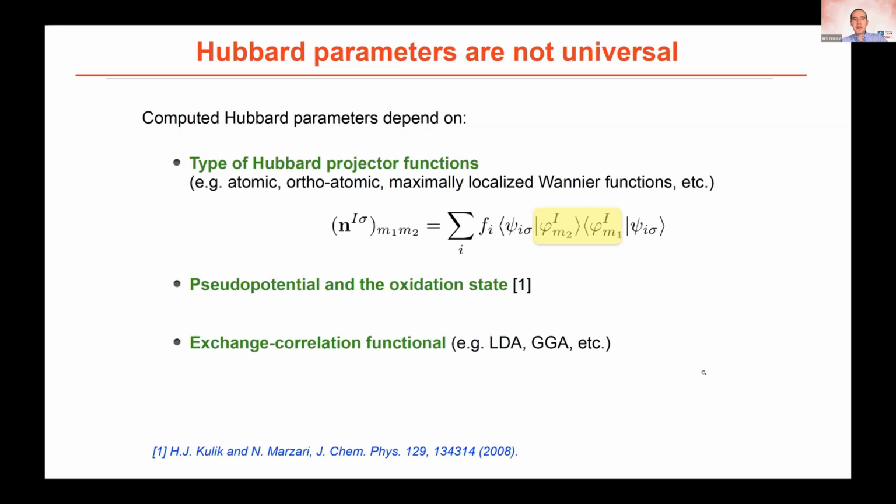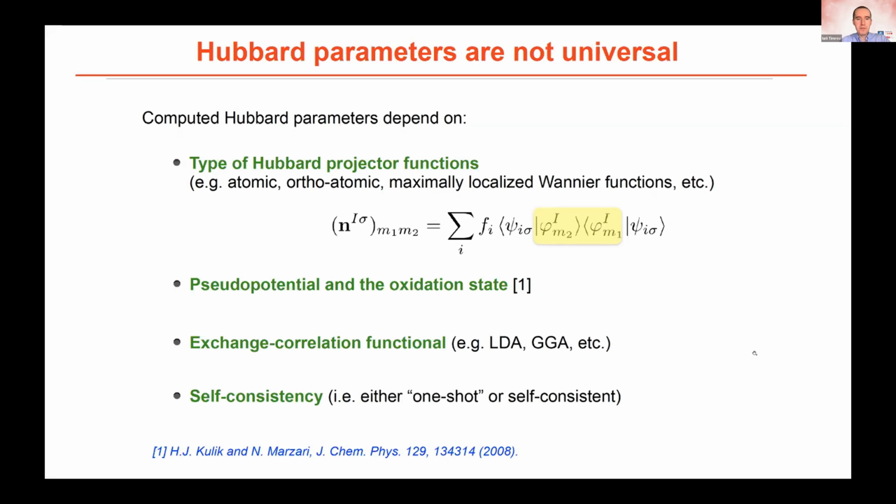Also, the Hubbard-U parameter that you compute with linear response theory depends on the exchange-correlation functional. If you use LDA or some version of GGA like PBE or PBEsol, the value of Hubbard-U will not be exactly the same. It will change. If you want to use SCAN, it will be yet another value.